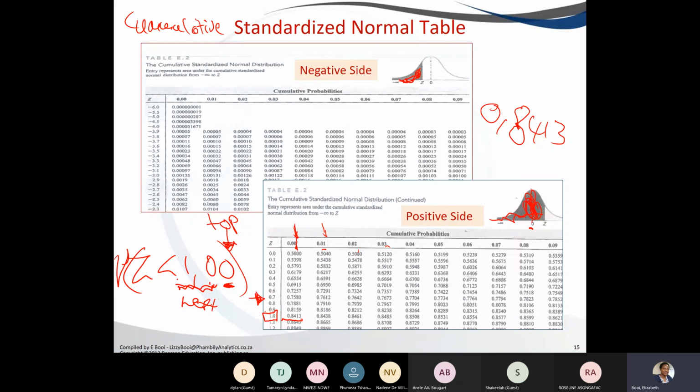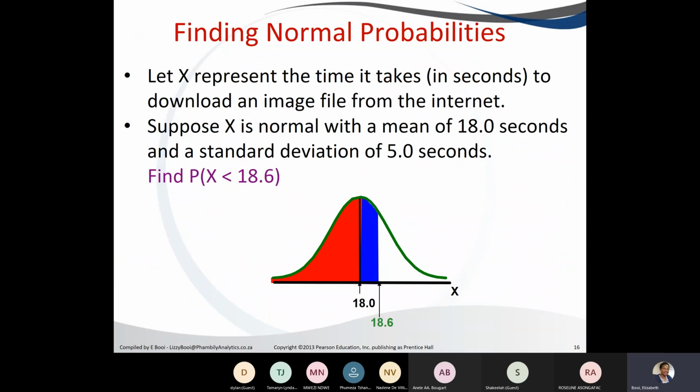Only when the question says, what is the probability of a less than? So let's look at an example in detail. Let X represent the time it takes in seconds to download an image from an image file from the internet. Suppose X is normal with the mean of 18 seconds and the standard deviation of 5 seconds. Find the probability of X less than 18.6.